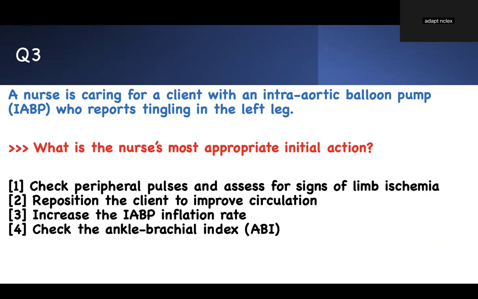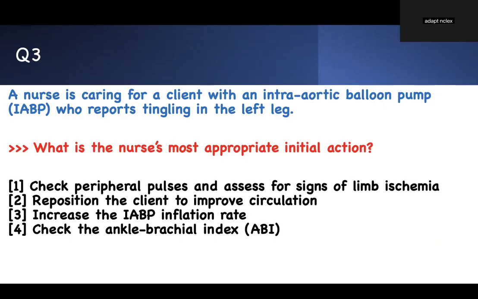Think about it. The idea of the intra-aortic balloon pump is to improve your cardiac output. But the problem is it can cause distal emboli that go into your lower extremities that can cause ischemia. This patient complained of tingling in the left foot, which is an ischemia. But initial means initial. You don't have to go anywhere. You walk in, this is what you see. I can do something right there. Checking pulses, reposition the patient, increasing the rate, or checking ABI.